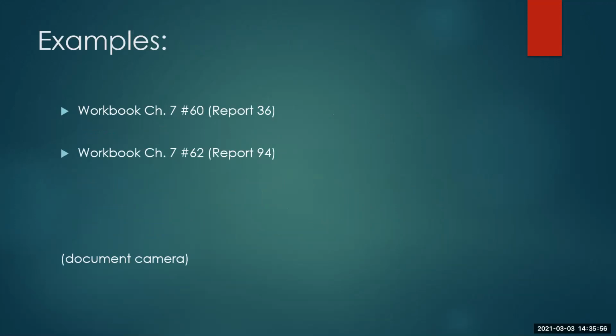Let me switch over to the document camera because it doesn't really make sense if we don't actually look at the reports. So we're going to look at number 60 and 62 from this week because those are the even numbers, obviously, so you don't have the answers to them already. And those will probably be in your homework.